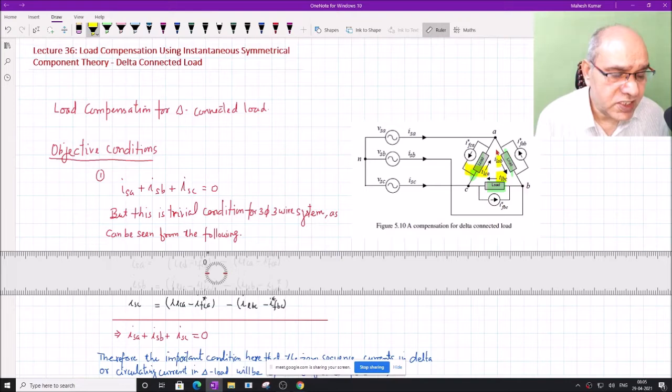Then we have a compensator across each phase-to-phase configuration, A to B, B to C and C to A. So this is the compensator between A and B, this is the compensator between B and C, and this is the compensator between C and A. This is the configuration of the compensator. We have taken the reverse direction for the compensator current as compared to the load current. You can see it here.